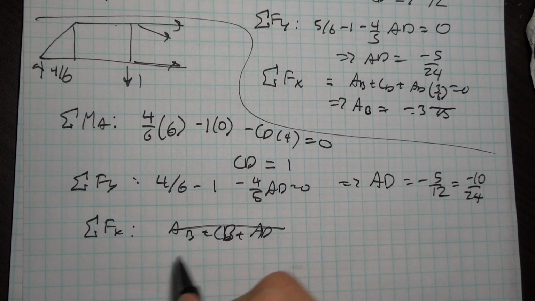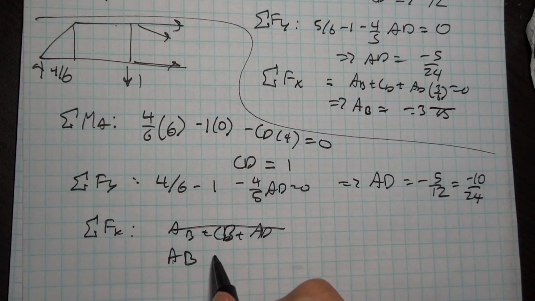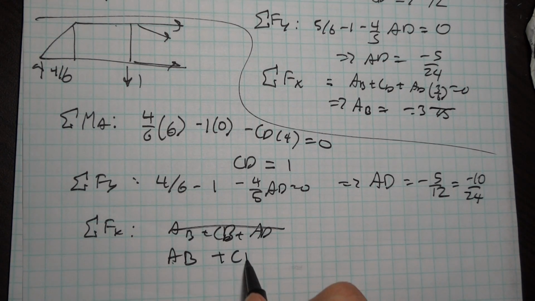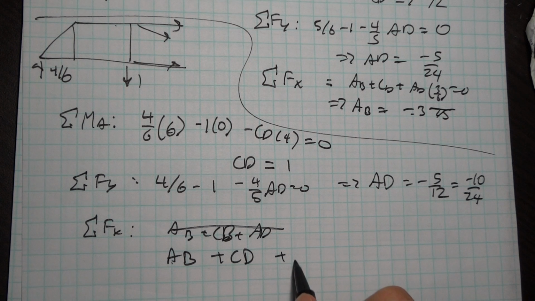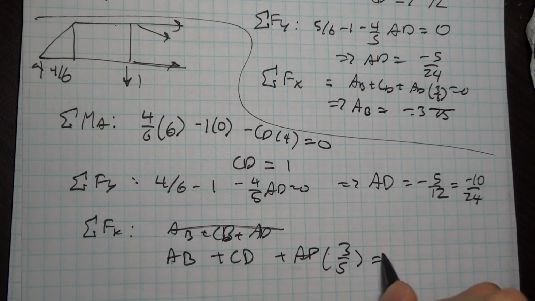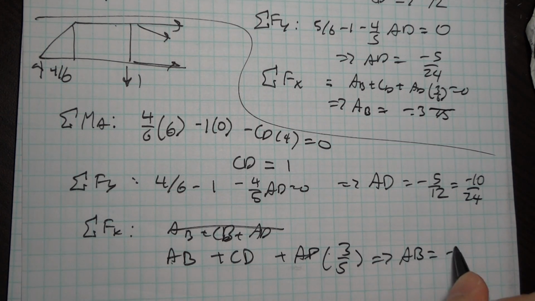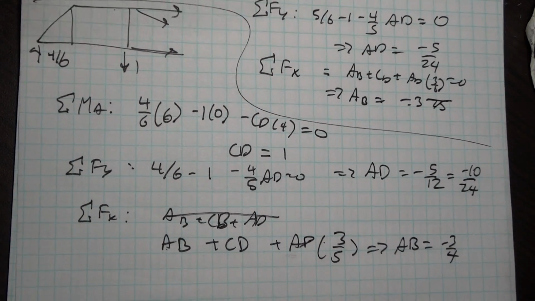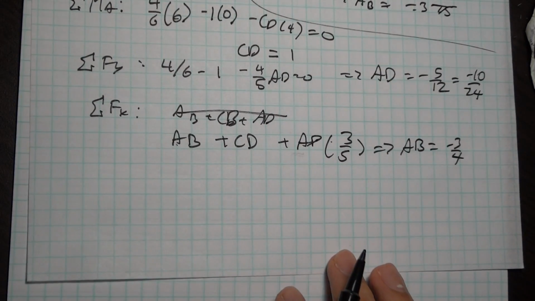Sorry, I messed this up. This is AB plus CD plus AD times 3 over 5 equals negative 3/4. Okay, so that's pretty much everything.